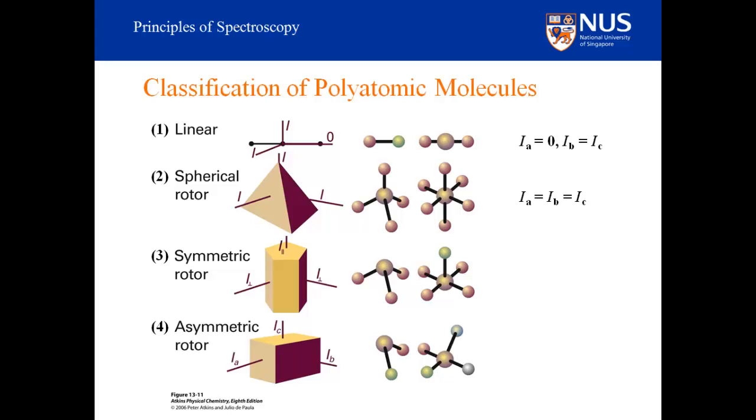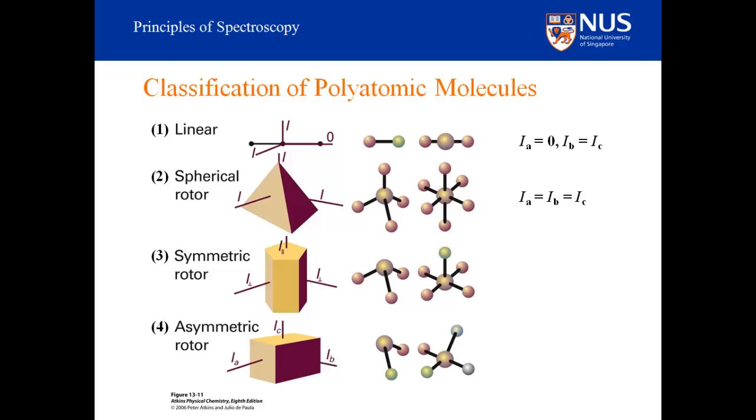What about the next kind of polyatomic molecule? This is what we call a spherical rotor. It could be an octahedral molecule or a tetrahedral molecule. These are all spherical rotors. And the reason why we call them spherical rotors is because their moments of inertia around the 3 axes are the same. I think for something like an octahedral molecule this is obvious. However, for a tetrahedral molecule it is slightly less so.